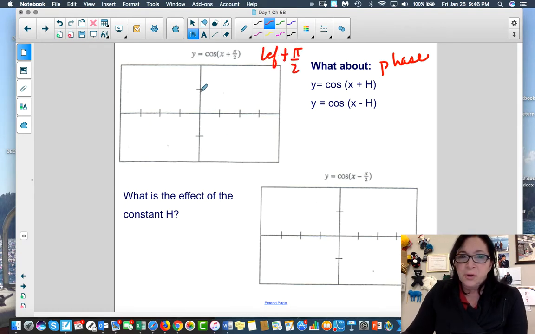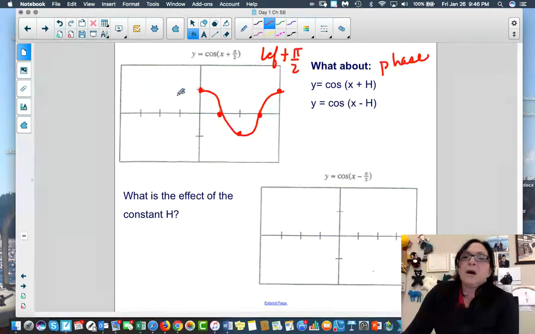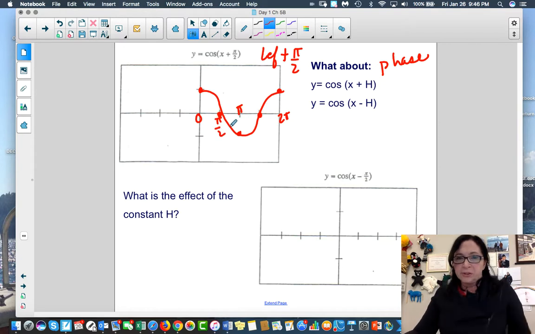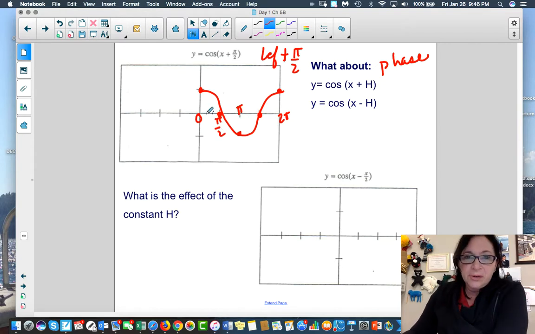Okay, so cosine graphs start high, and let's say end high. So halfway in between, we have a low point. We cross a 0 in between those, and so we have a cosine graph that looks like this. And moving it to the left, think about this. If this is 0, and this is 2 pi, and this is pi, this value right here is pi over 2. So this distance from here to here is pi over 2. So what this is telling me is my graph is going to move left pi over 2.